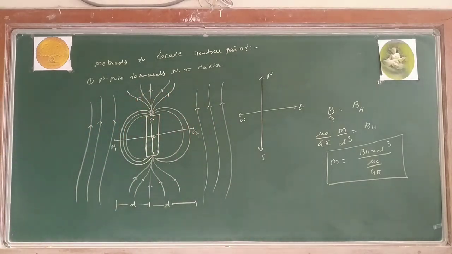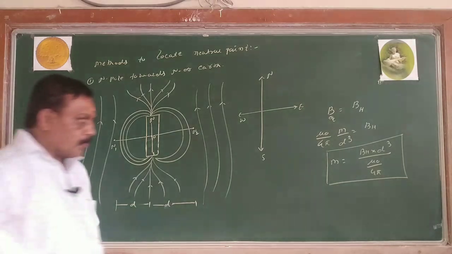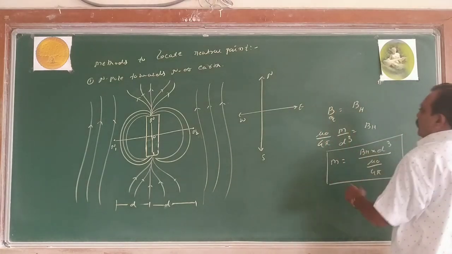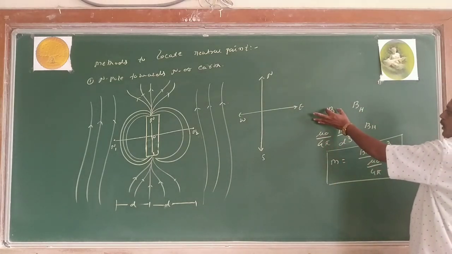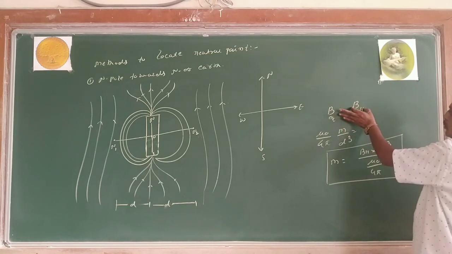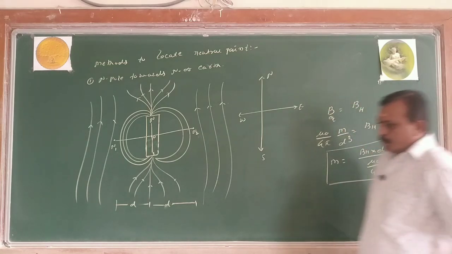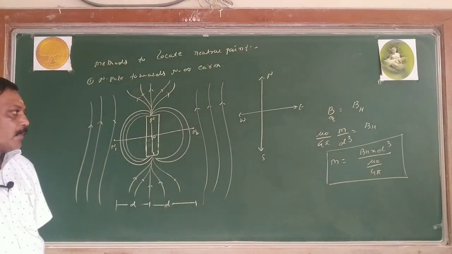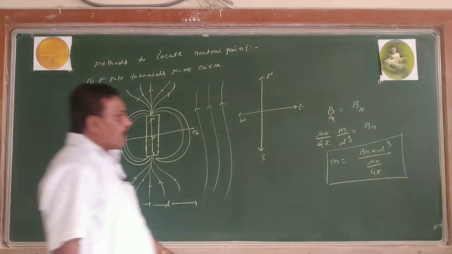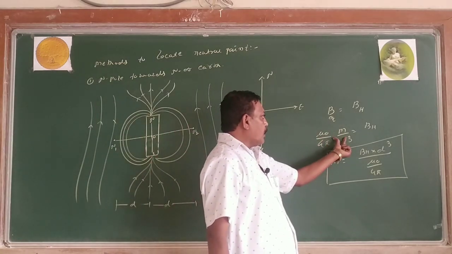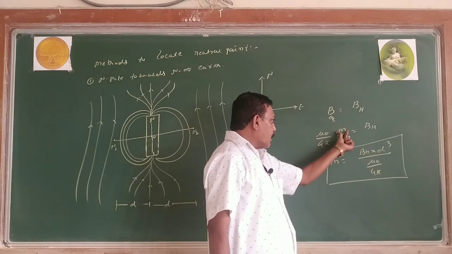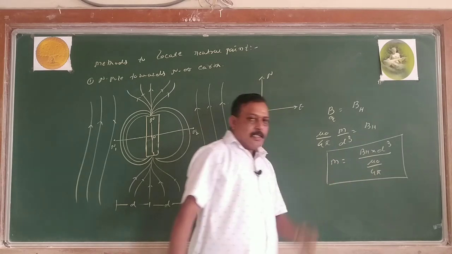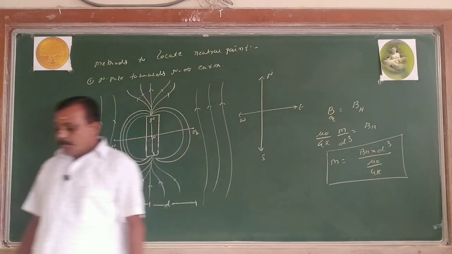When the north pole is kept towards the north of the earth, the neutral points are available on the equatorial line of the bar magnet. According to the neutral point concept, the magnetic field due to a bar magnet is completely neutralized by Earth's horizontal component, that is balanced by BH. Mu naught divided by 4 pi, m by d cube, that is the magnetic field on the equatorial line, is equal to BH. I need the magnetic dipole moment m, so cross multiplication by mu naught divided by 4 pi. Hence, we can determine the magnetic dipole moment m of a bar magnet.